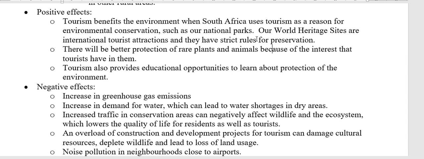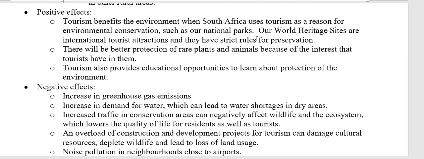So we use tourism as a reason to protect the environment so that tourists can come. Okay, so it means that there's better protection of rare plants and animals because it brings the tourists. We protect the rhino, not very well. We are trying to protect the rhino. We're not very successful from poaching, right?